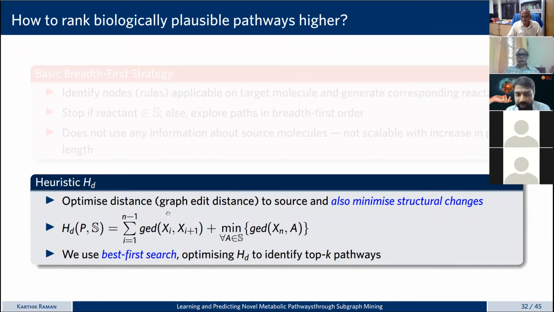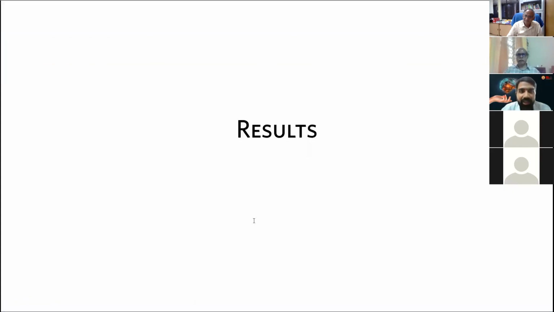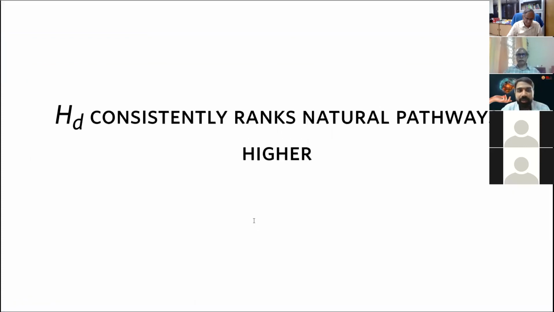And this is a heuristic, and the motivation behind this was that enzymes are very specialized. Enzymes don't do wholesale structural changes. Enzymes will cleave or remove a single bond, add a single moiety, and things like that. So that was the motivation for this heuristic, and it turned out this heuristic worked really well. We found that this particular heuristic consistently ranks natural pathways quite highly.